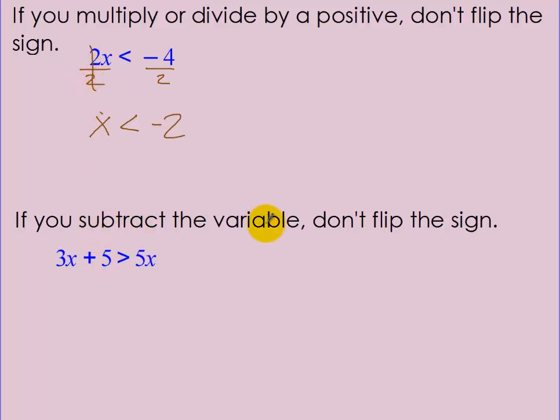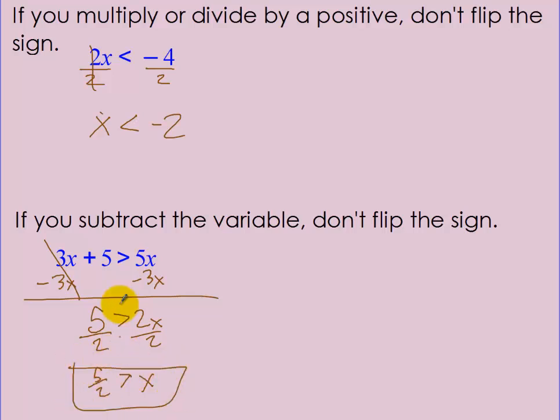Same thing over here. If I subtract a variable, it doesn't mean I flip the sign. Just because I'm subtracting 3x from both sides doesn't mean I flip the sign. These 3x's cancel. I'm left with 5 is greater than 2x. And then you can divide by 2, and you get x is less than or equal to 5/2. So just because I subtract doesn't mean I always flip. There's a minus sign there, but I'm subtracting. So those are the differences. We only do it when we multiply or divide by a negative.